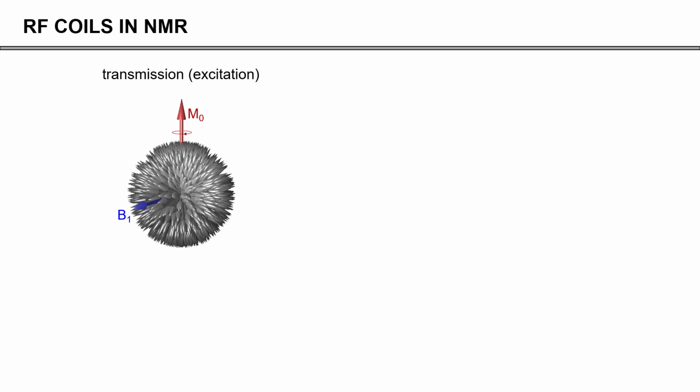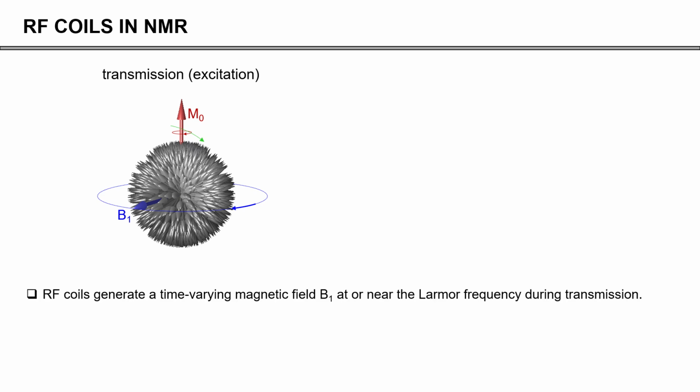Right, so we have our magnetization along the z-axis, and that rotates around at the Larmor frequency. For the magnetization to coherently rotate to the xy plane, we need to have a magnetic field that is perpendicular to the magnetization, and that magnetic field needs to rotate at the same frequency. Then and only then do you get a coherent rotation of the magnetization. So an RF coil will need to generate a time-varying magnetic field B1 at or very close to the Larmor frequency during RF pulse transmission.